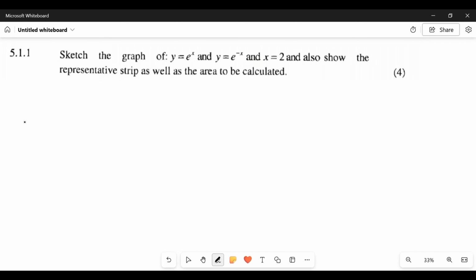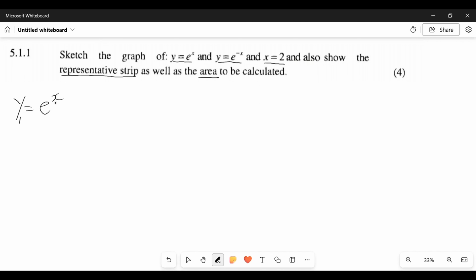So in this question, guys, they want us to draw these two graphs here, and we are also given a limit, which is x equals 2. They want us to show a representative strip as well as the area that we're going to calculate. So let's start by drawing the first graph here. Let's call this one y1 equals e to the power of x.